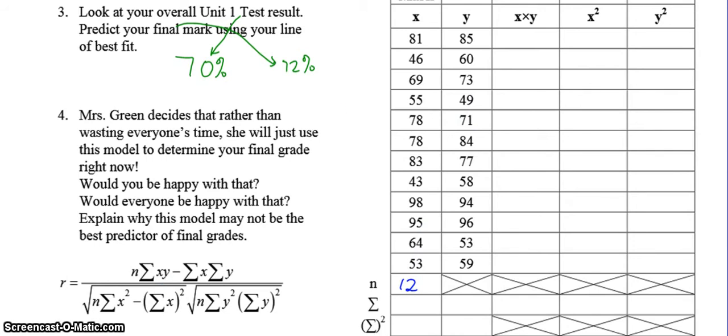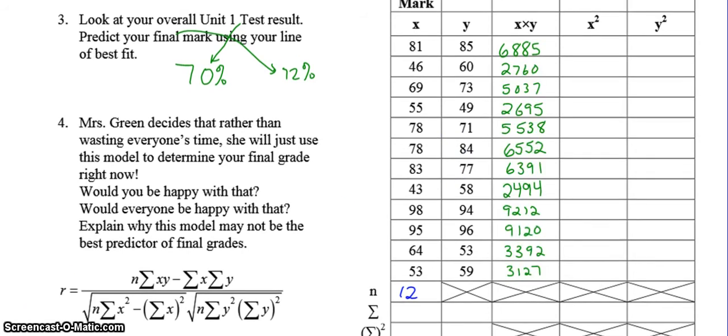The next thing you're going to do is you are going to multiply each x value by its y value. So 81 times 85 is 6,885. So press pause on the video, take a minute, and multiply each x value by its y value.